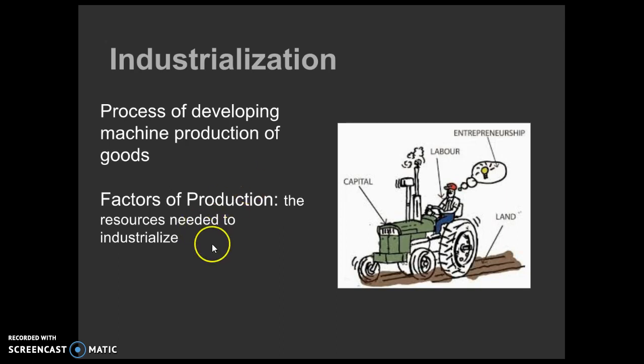Okay, and you're also going to want to write down the 3 factors of production, which are land, labor, and capital. So in order for a country to industrialize, they need to have those factors of production. They need to have land, good land that they can put factories on, laborers to do the work, and capital, which is a fancy word for money. You want to put a little money sign next to the word capital.